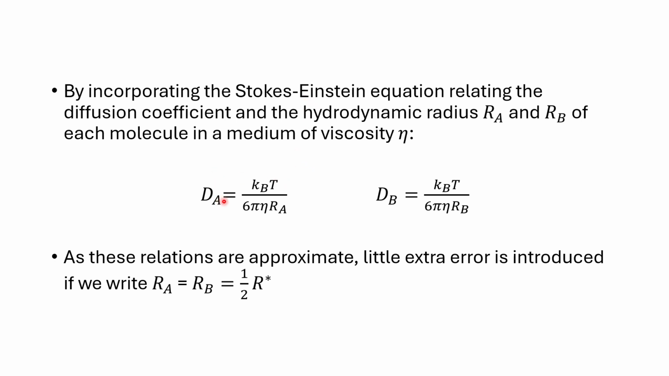We can determine the diffusion coefficient through the Stokes-Einstein equation, which relates the viscosity of the solvent and the radius of reactant A as well as reactant B. In this case, if we assume the radius of reactant A equals that of reactant B, then it is also equal to 1/2 of the reaction distance.